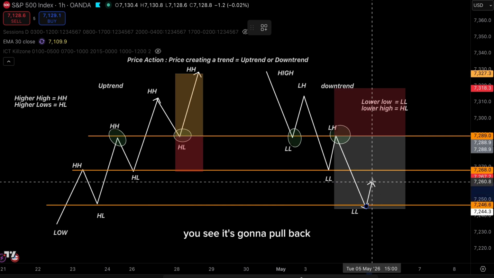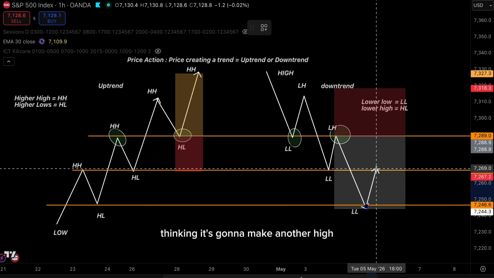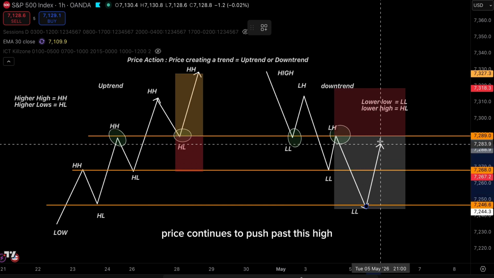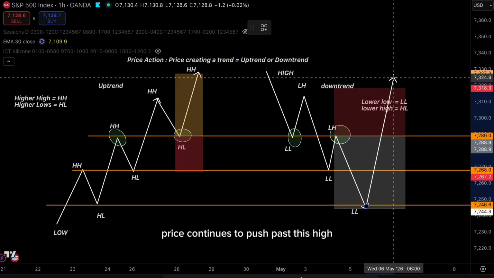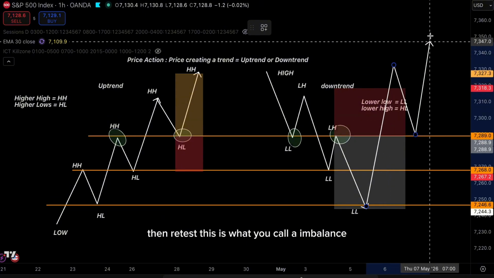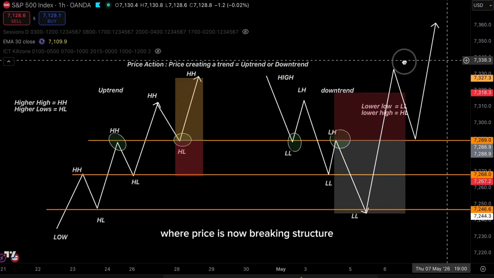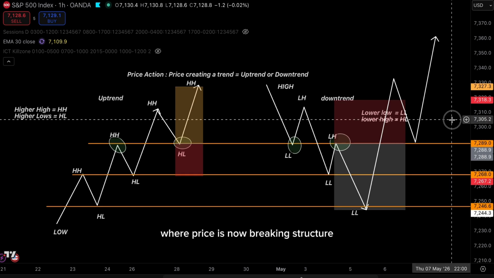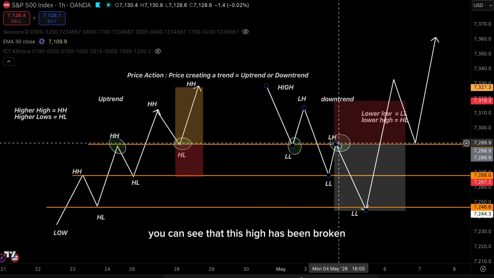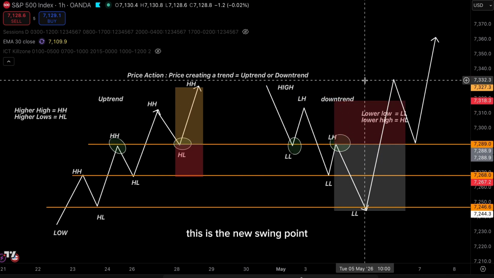You see it's gonna pull back, thinking it's gonna make another high, lower high. Price continues to push past this high and then retest. This is what you call an imbalance, where price is now breaking structure. And you can see that this high has been broken, this high has been broken. This is the new swing point.